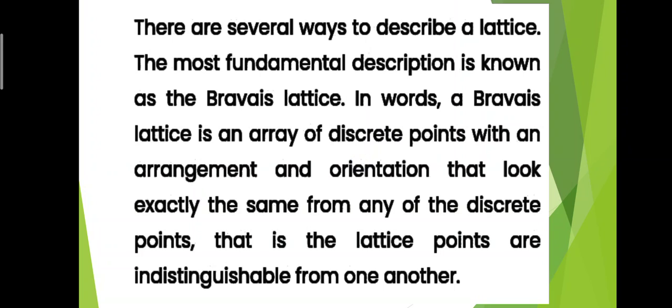There are several ways to describe a lattice. The most fundamental description is known as the Bravais lattice. In words, a Bravais lattice is an array of discrete points with an arrangement and orientation that look exactly the same from any of the discrete points. That is, the lattice points are indistinguishable from one another.